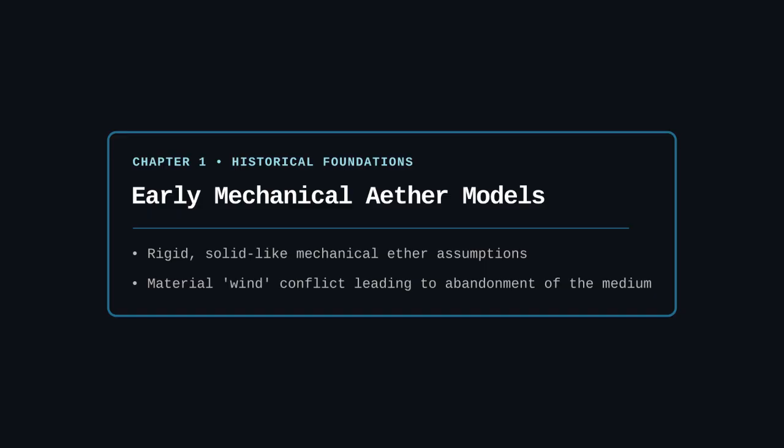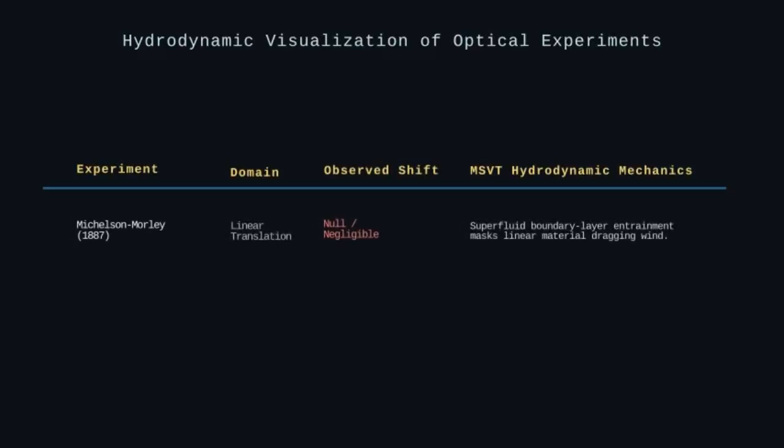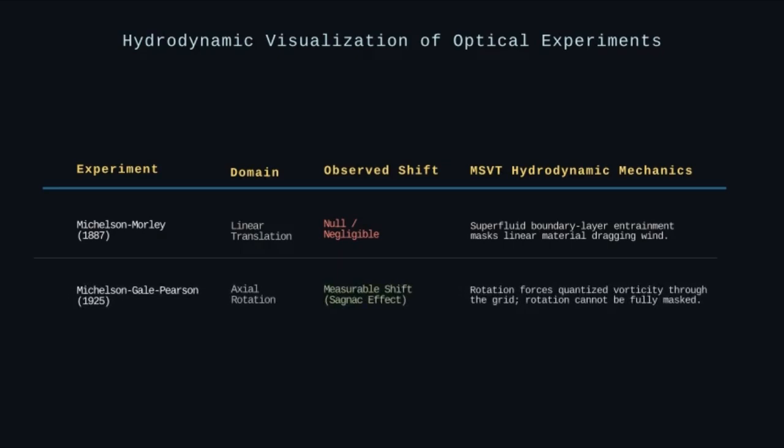To understand how a fluidic medium offers a distinct physical perspective, we must re-examine two milestone optical experiments: the Michelson-Morley experiment of 1887 and the Michelson-Gale-Pearson experiment of 1925. The Michelson-Morley experiment attempted to measure the Earth's linear translational velocity through a static ether wind as it orbited the Sun, yielding a null shift. In contrast, the 1925 Michelson-Gale-Pearson experiment measured the optical phase shift induced by the Earth's axial rotation, a direct manifestation of the rotational Sagnac effect.